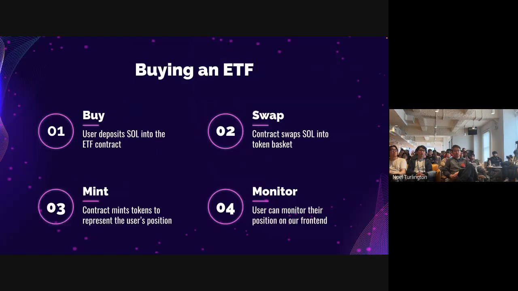How does swapping into the ETF work? So in order to buy an ETF, the user first deposits Solana into our contract. That contract will swap it into the appropriate pair tokens the user holds. The contract mints some amount of tokens that represent the user's stake in the pool. And finally, the user can use tokens to track their current position and deposit as needed.